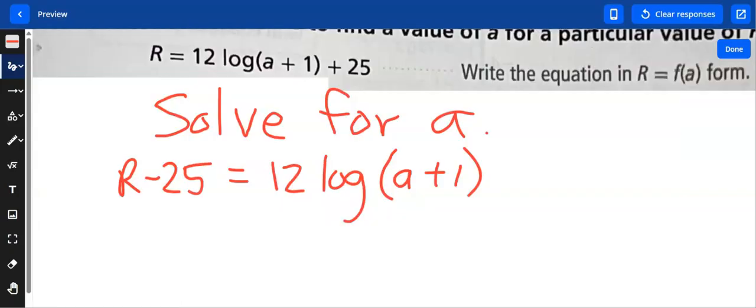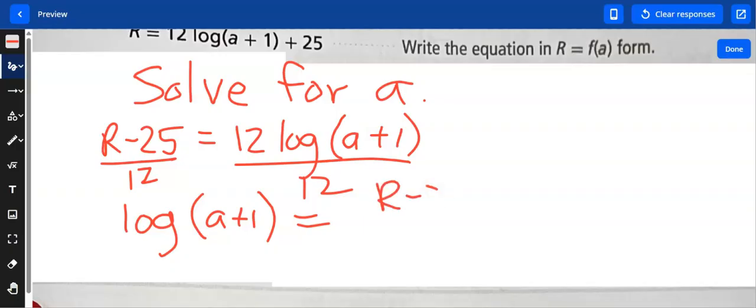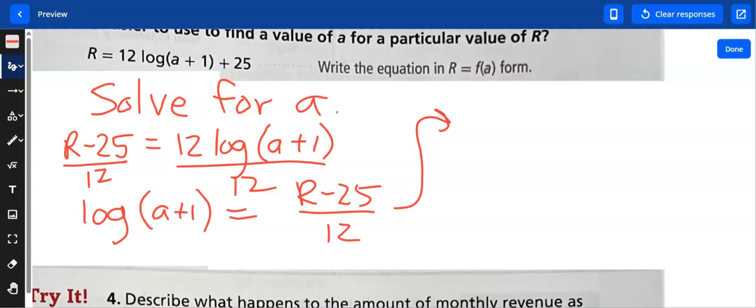Okay, after you move the 25 to the other side, what'd you do? Divide by 12. Excellent choice. So log of A plus 1 equals R minus 25 over 12. Now what? What are you going to do to get A by itself? Got an idea?